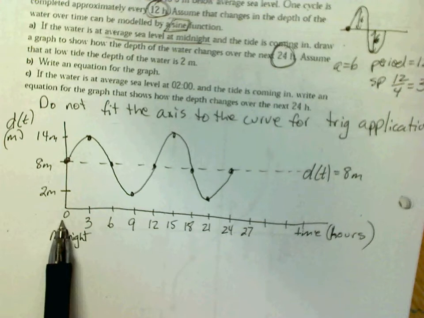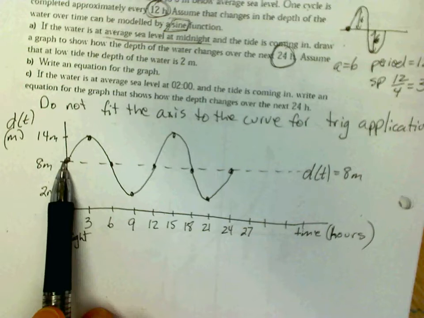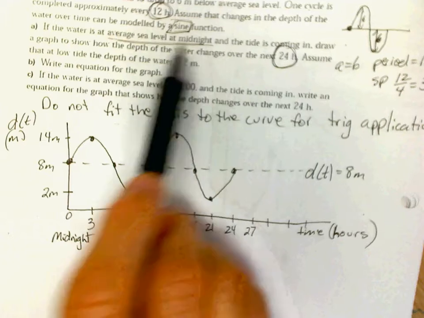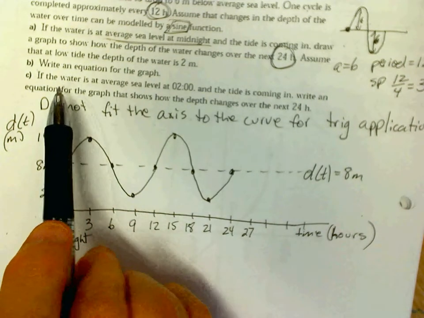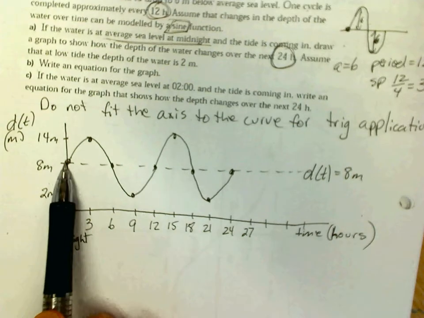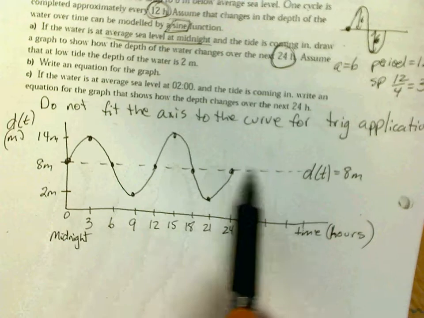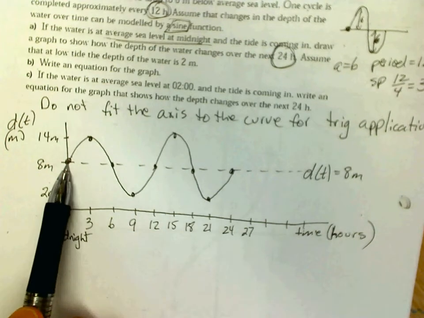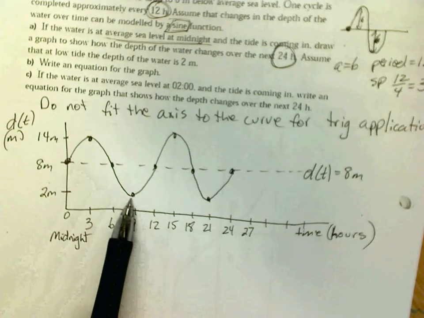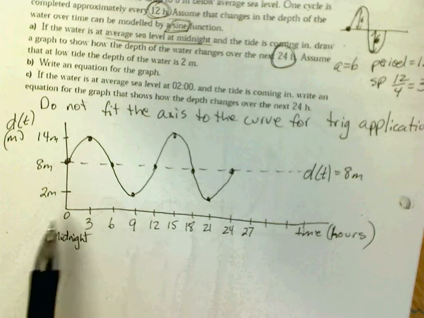But if it says the water's at average level at 2? No, it says it's at average level at midnight. They're just telling you when low is. But we're starting here. At midnight it's at 8, it's at sea level. And then the lowest point in the water is 2 meters. We need a starting point.